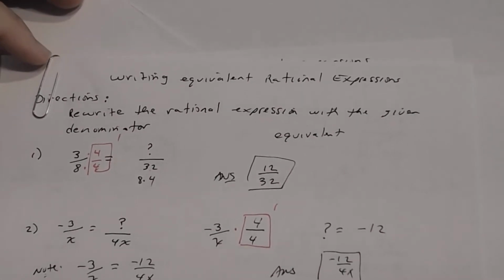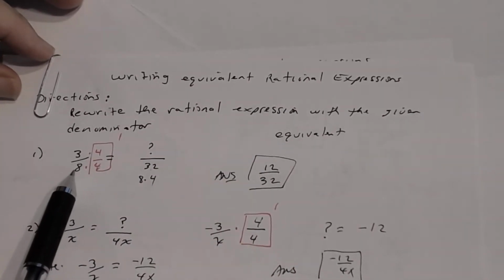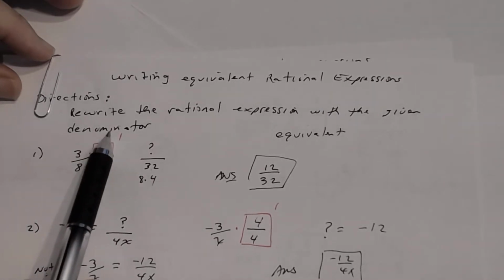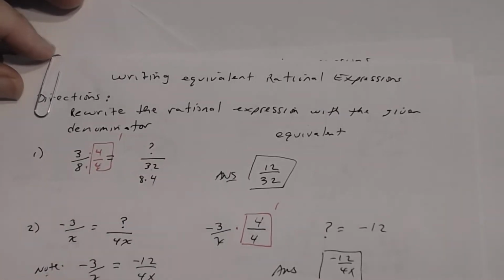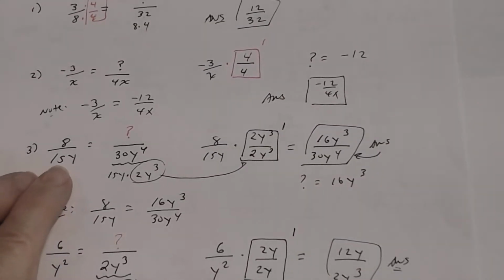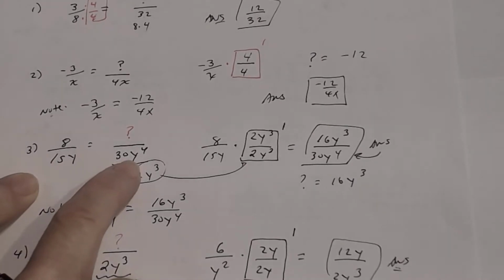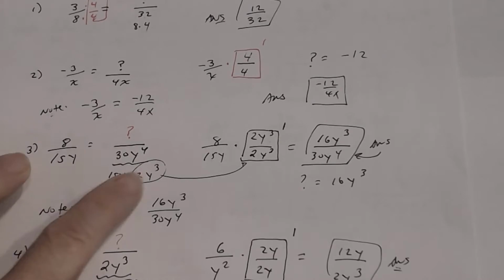This lesson is a continuation of the previous lesson. Recall in the previous lesson we were looking at writing equivalent rational expressions. In each case you were asked to rewrite the rational expression with a given denominator. For example, in number 3, your denominator was 15y and you wanted to write an equivalent rational expression that had 30y to the fourth as your denominator. And so we had that discussion.